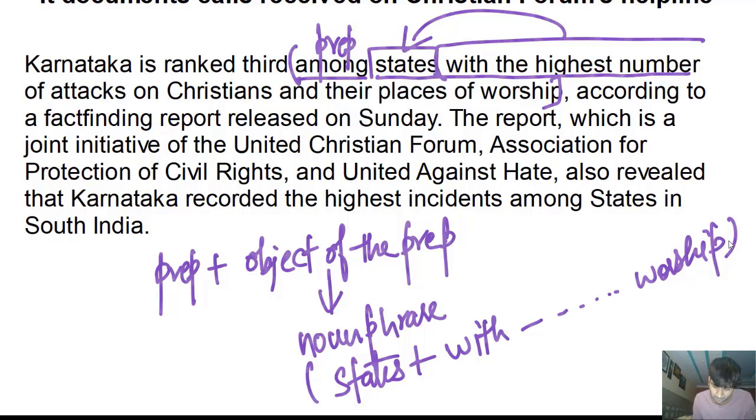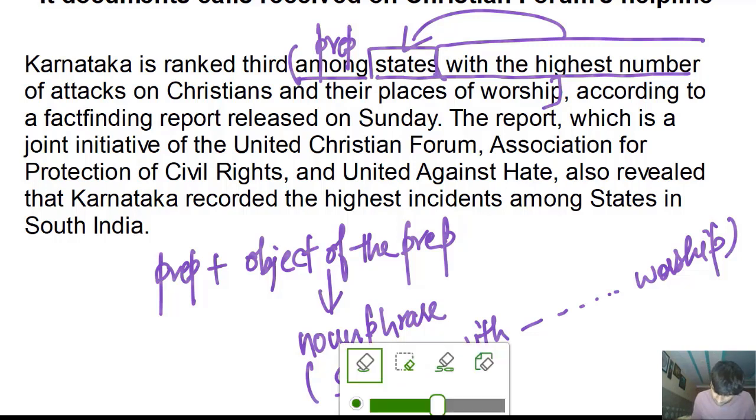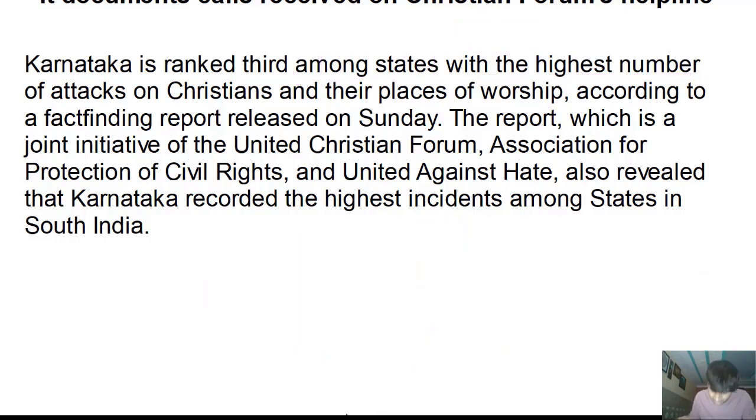So here, among states with the highest number of attacks on Christians and their places of worship is a prepositional phrase. Among is a preposition. States with the highest number of attacks on Christians and their places of worship is the object of the preposition. This object has a noun, states, and another prepositional phrase that is modifying the noun states, making us understand what it means, what it has, right? All right, let's keep reading.